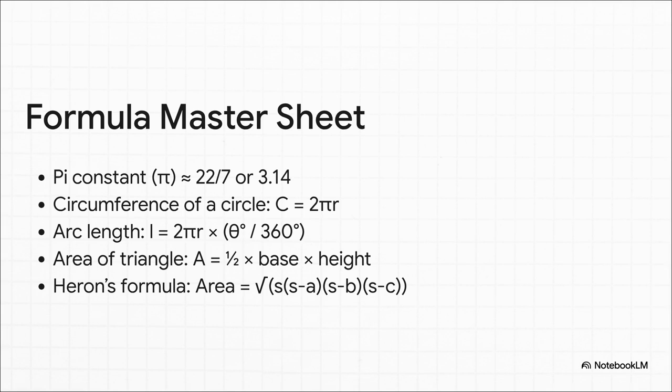It's perfectly logical. For triangles, you have your standard half base times height. But also look at Heron's formula down there. That one is an absolute lifesaver in exams when you only know the 3 side lengths and don't have the height. And remember, please don't view these as just random letters to blindly memorize. They represent the constant, predictable ratios of the physical universe.